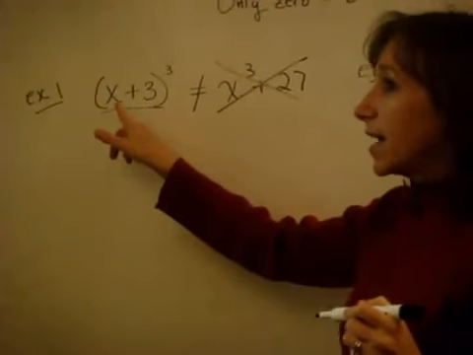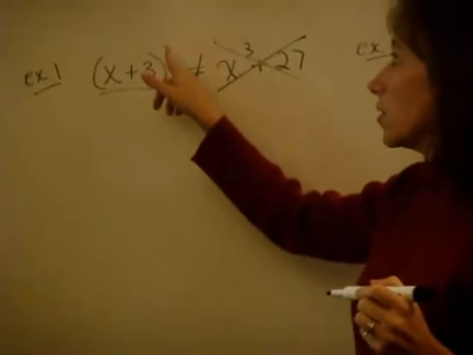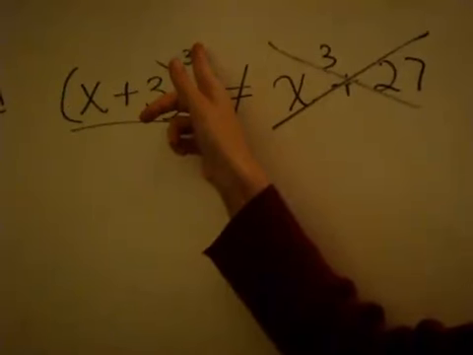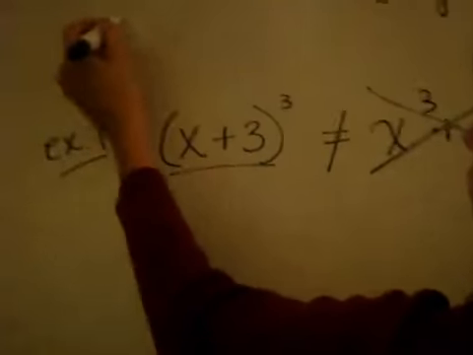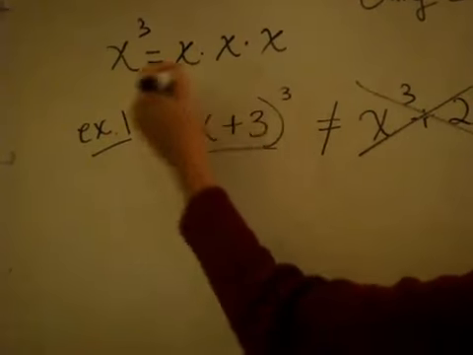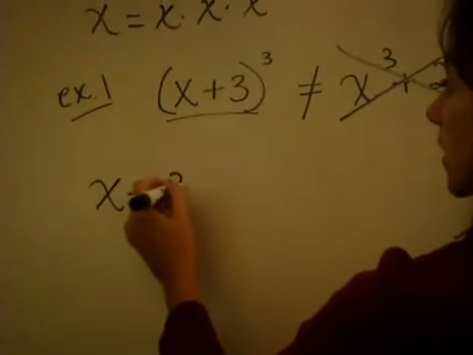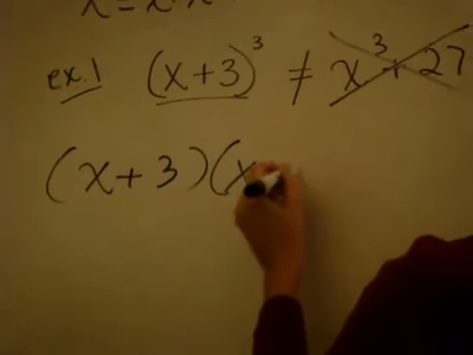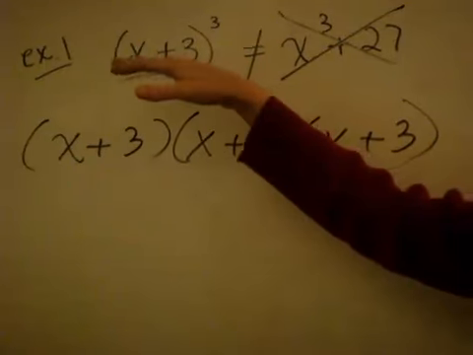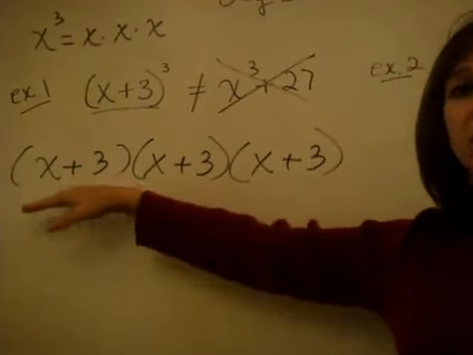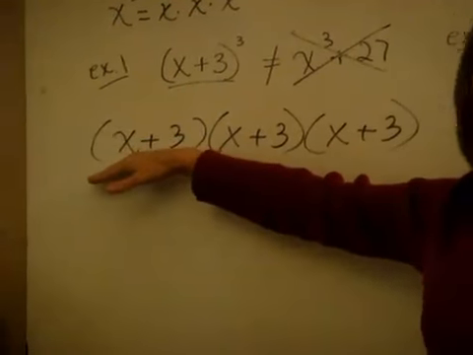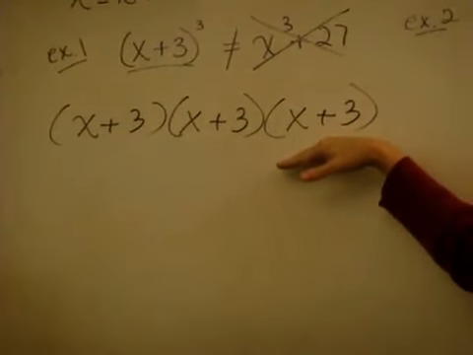When you have a binomial to the third power, what you're doing is taking x plus 3 times itself 3 times. Just like x cubed is the same as x times x times x, this sum cubed is x plus 3 times x plus 3 times x plus 3. Later on in the year, we're going to have a formula to do this so that you don't have to do all this multiplying. But for right now, we don't have a formula, so the only way you can do it is to take x plus 3 times x plus 3 times x plus 3.